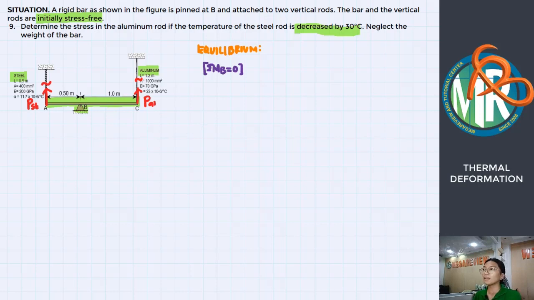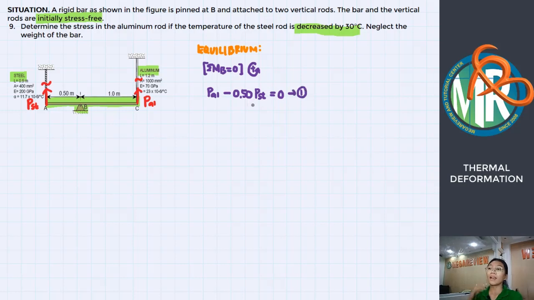Okay? Taking moment at point B, assuming counterclockwise is a positive rotation. The force due to the aluminum rod, that is counterclockwise, so that is positive. Moment arm is 1, so that is 1 times force of the aluminum. The moment due to the force ng steel is creating clockwise rotation, so that is minus. Moment arm is 0.50, so that is 0.50 times force ng steel. Sila lang naman dalawa, diba, yung nagke-create ng moment with respect to B. So, equate na natin yan to 0. Tama? This would be our equation 1.